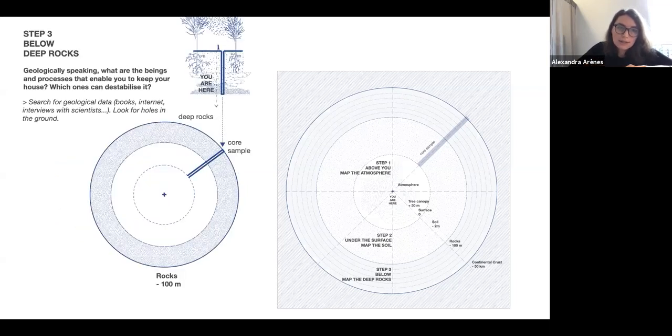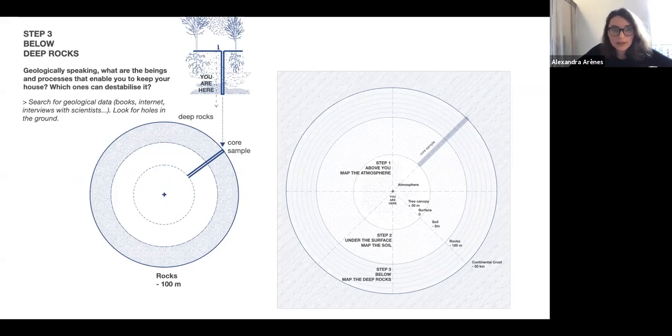And the last step would be to map the deep rocks. So what is below ground? Geologically speaking, what are the beings and processes that enable you to keep your house? And most importantly, which ones can destabilize it?